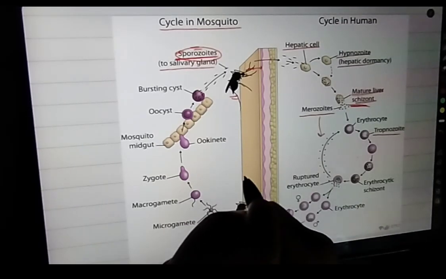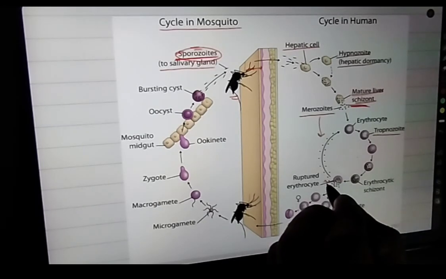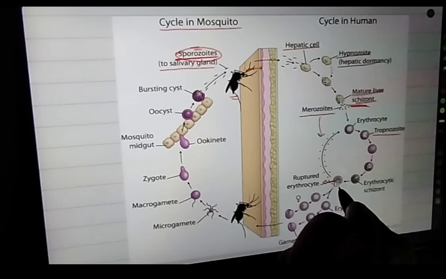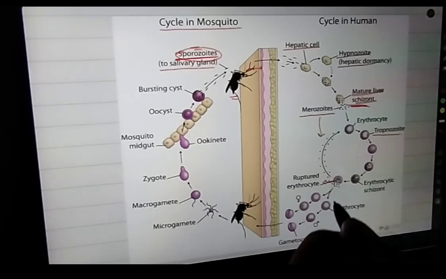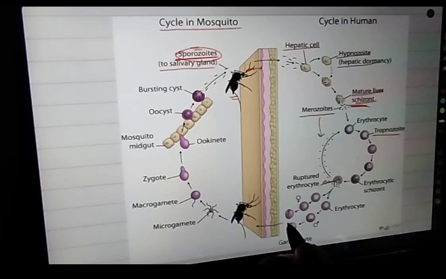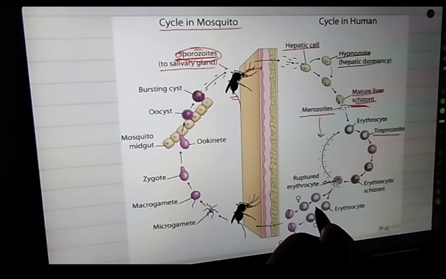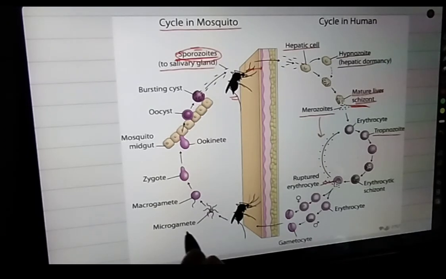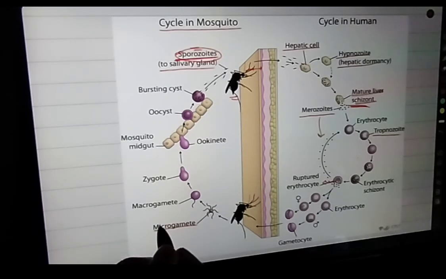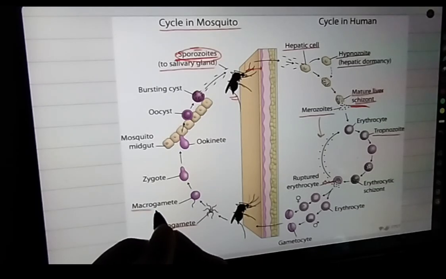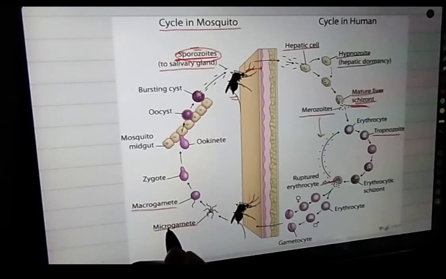These merozoites, after release from the RBC, cause infection of other RBCs. Some of the merozoites don't continue the cycle; they undergo development in the RBCs and form gametocytes. The gametocytes are of 2 types: male gametocyte and female gametocyte. The male gametocytes are smaller in size, hence called microgametocytes, and the female gametocytes are larger in size, and are called macrogametocytes or macrogametes.